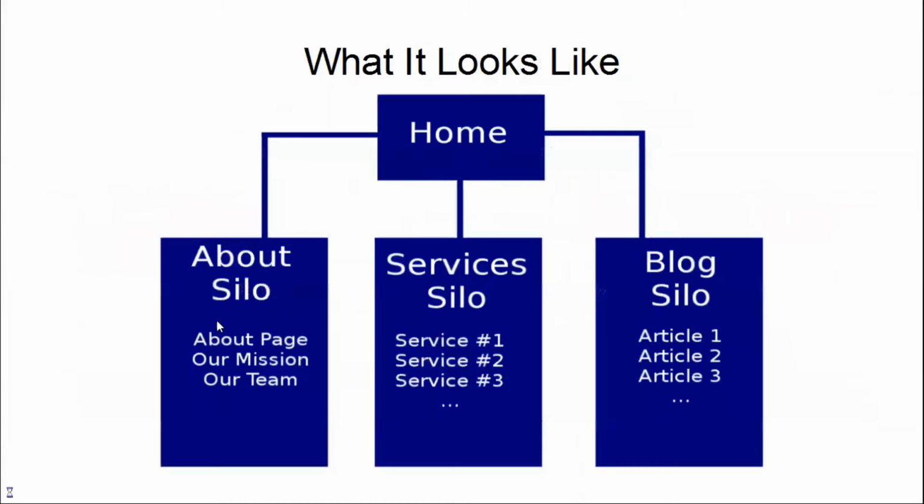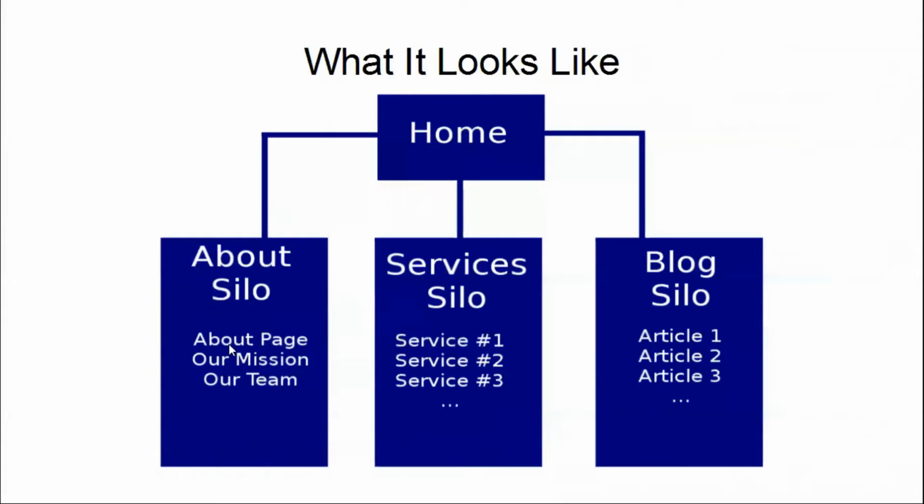This is a general schematic idea of what it looks like. Your home page is generally the top of your website, and that's also generally the first page that probably 60-70% at least of your visitors will see. Then you have things like about, services, blog. There can be many other ideas of silos you could have on your site. And then inside each of these would be your pages.